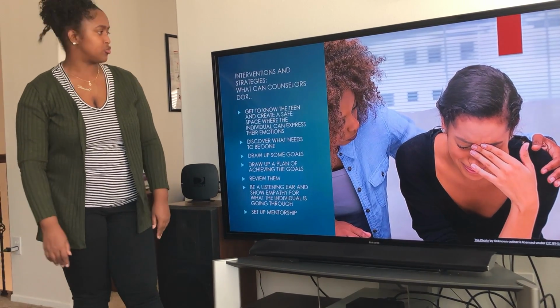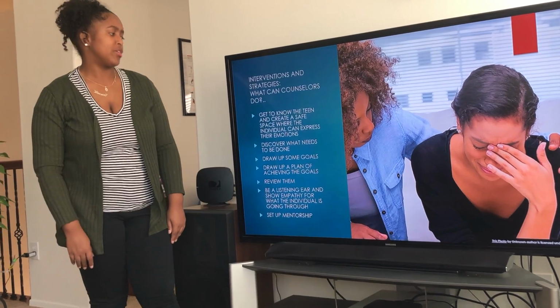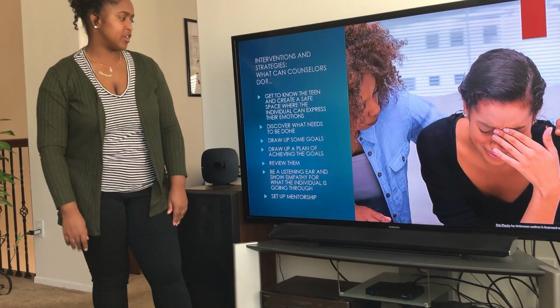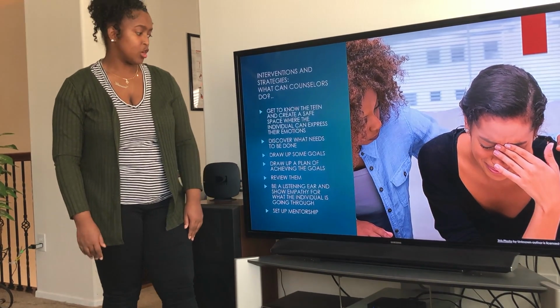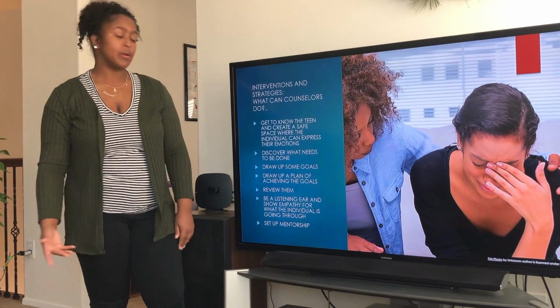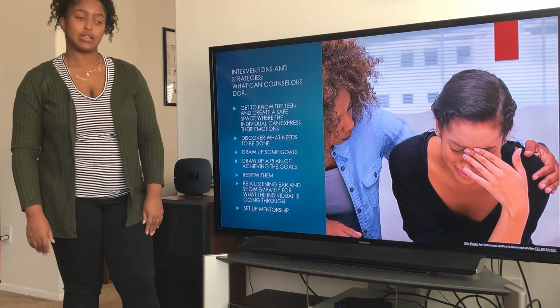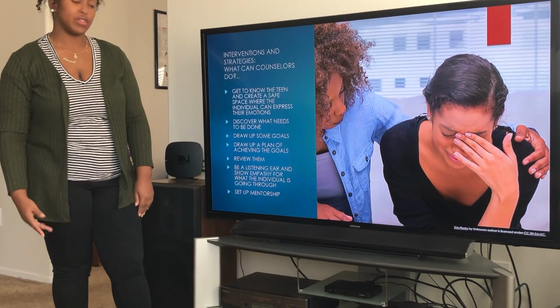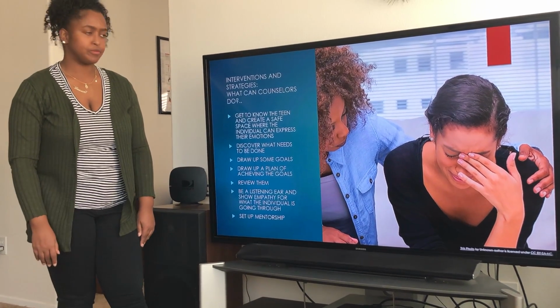Some interventions and strategies, specifically what can counselors do? Get to know the teen and create a safe space where the individual can express their emotions. Discover what needs to be done. Draw up some goals. Draw up a plan of achieving those goals. Review them. Be a listening ear and show empathy for what the individual is going through. And most importantly, set up mentorship.